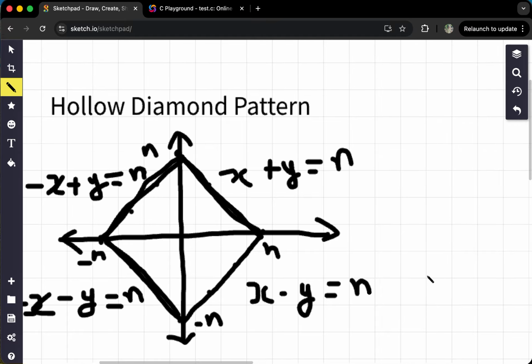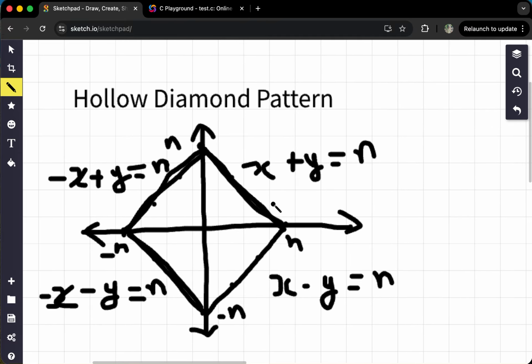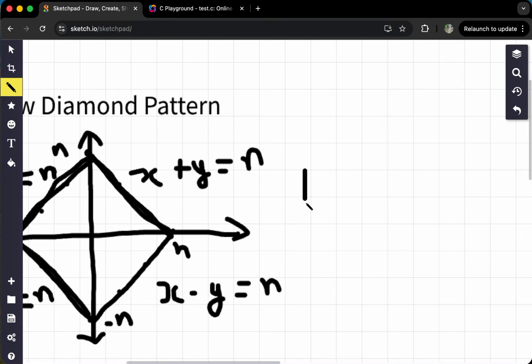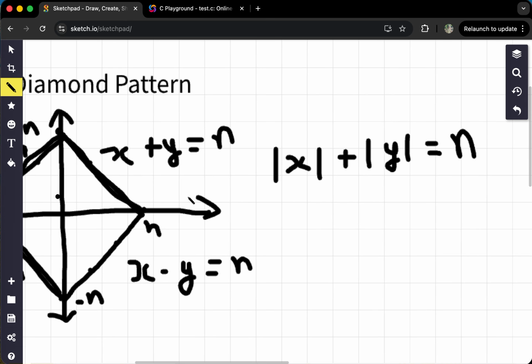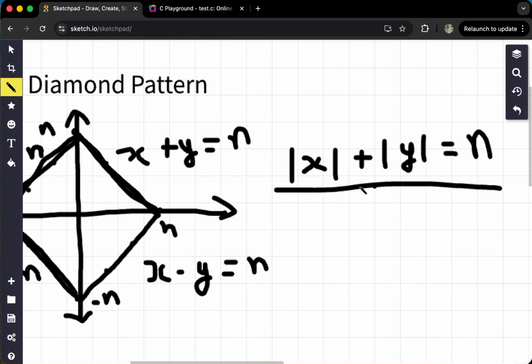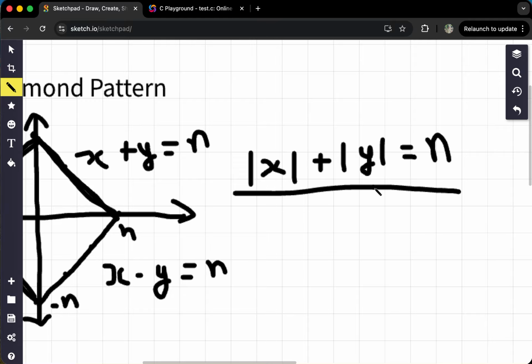So these are the four line equations that we get. If we reduce all these line equations to a single equation, you can see there are all possible combinations of plus and minus for x and y. So we can write mod x plus mod y equal to n. So this covers all the line equations. All the four line equations will be covered by this single equation. So our final equation is mod x plus mod y equal to n.